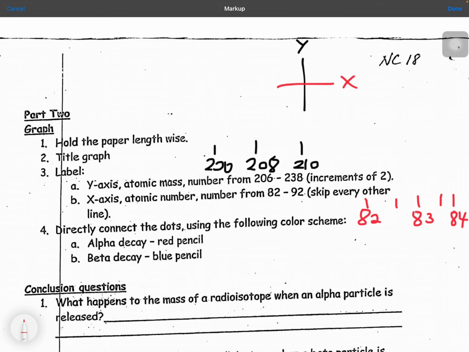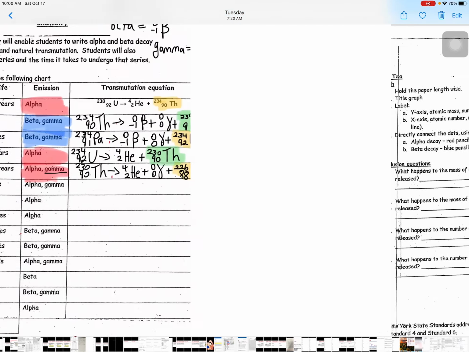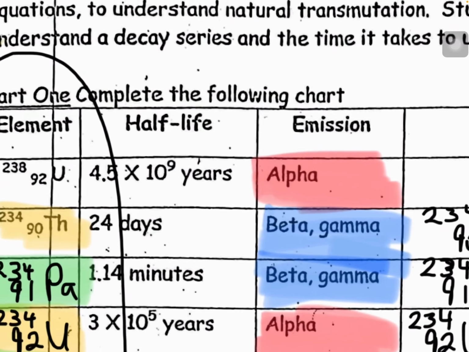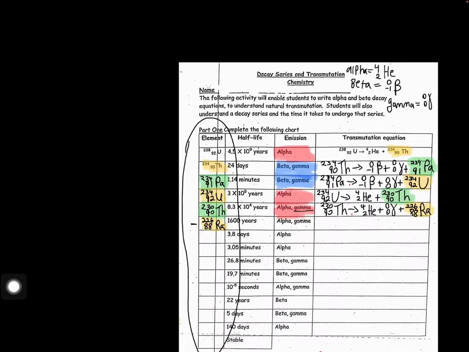So for example, the first answer, if we take a look at that, for uranium, the uranium is going through an alpha decay. So when you plot this 238, 92 dot, you would make the dot red. On the other hand, for this TH, the 234 over 90 TH, when you plot those two dots, you see it's going through a beta decay. So you're going to make this dot blue.